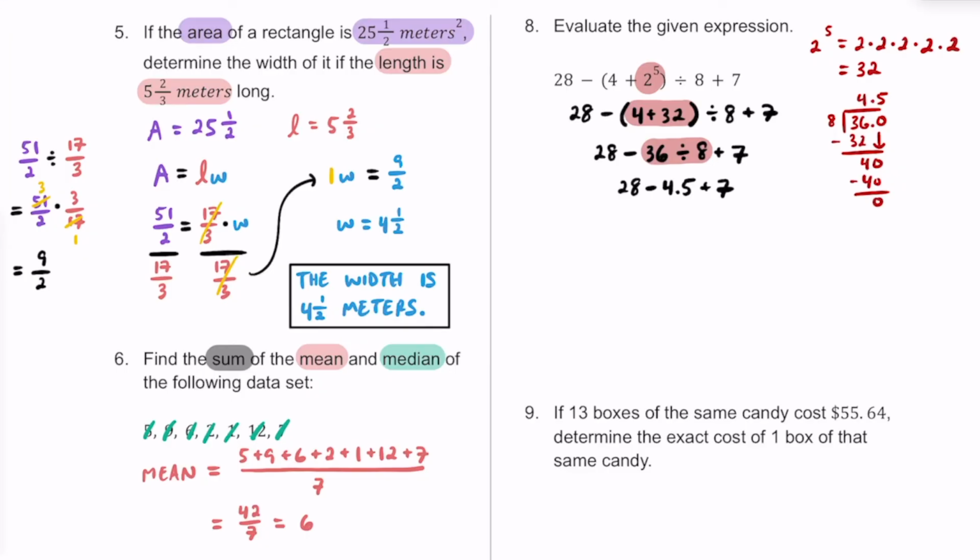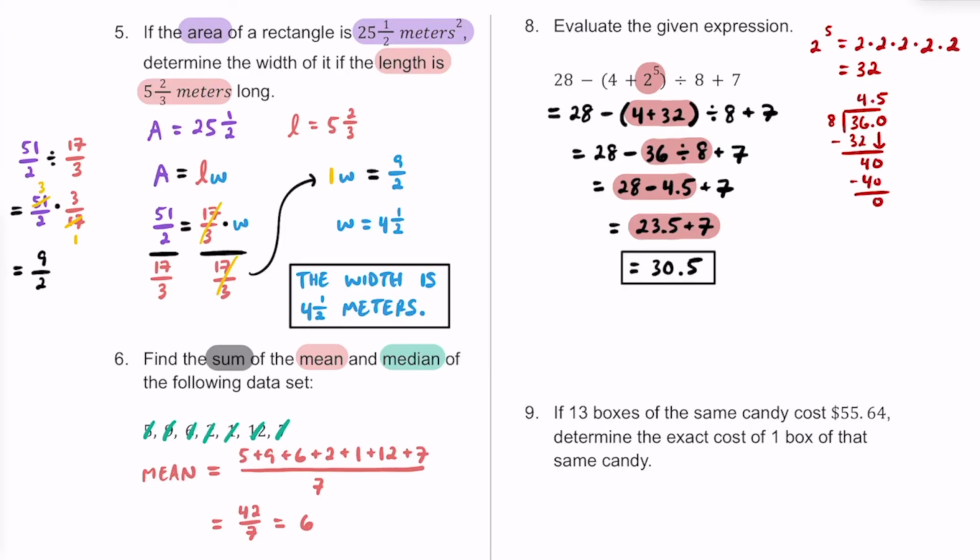Now between subtraction and addition, they're equally important, so we just go from left to right. So 28 minus 4.5: well, 28 minus 4 is 24, and taking away another 0.5, or half, is going to be 23.5. So I'm going to write 23 and a half, or 23.5, plus 7. And now we just have one final step to take and add these two together. So 23.5 plus 7 is going to be 30.5. So putting this all together, we can see that this original expression is going to be equal to all these values right here.